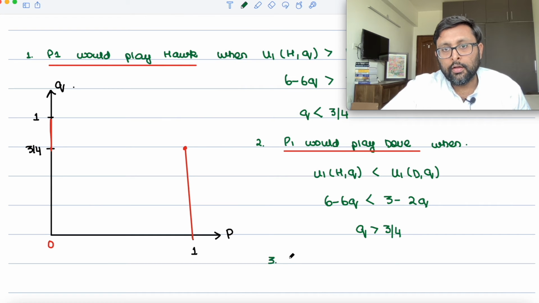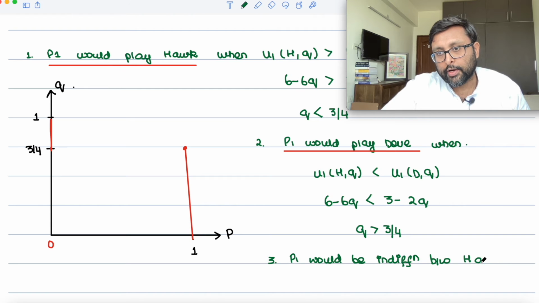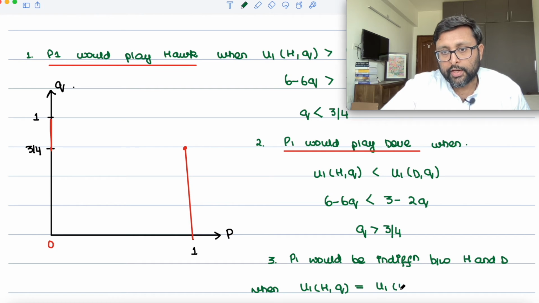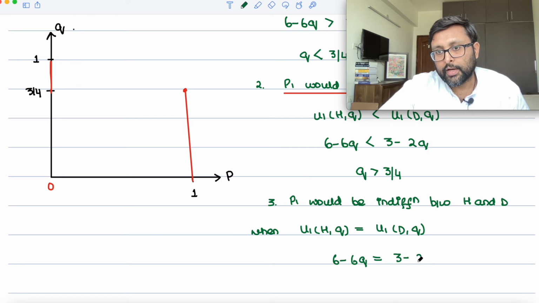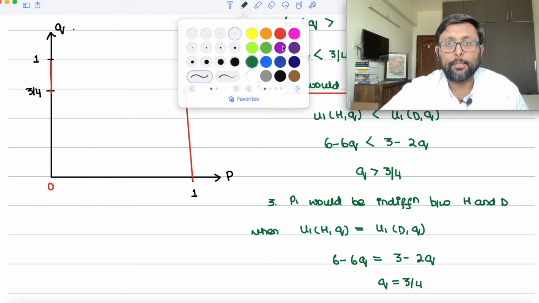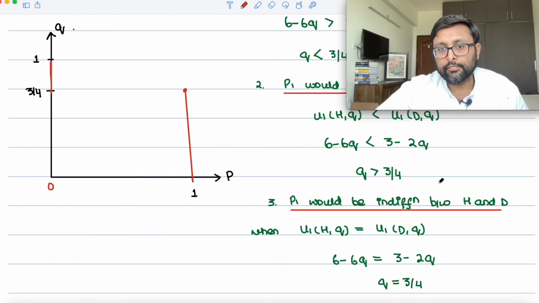And third, player 1 would be indifferent between playing hawk and dove when the utility from playing hawk is equal to the utility from playing dove. So it is 6 minus 6q is equal to 3 minus 2q. Q is equal to 3 by 4.